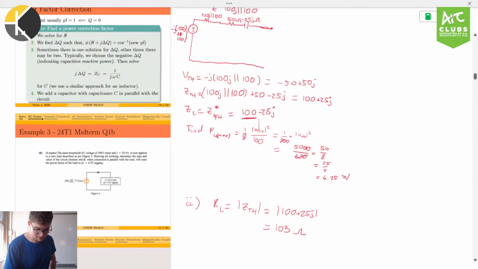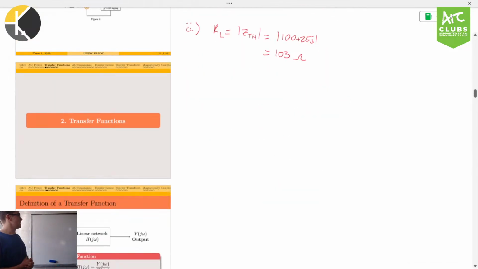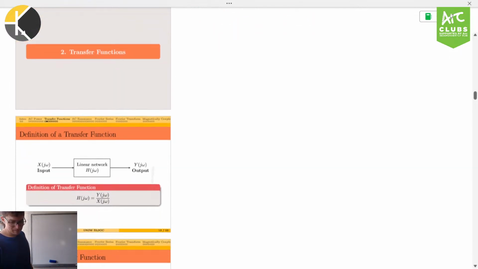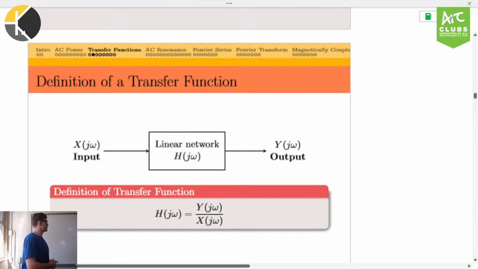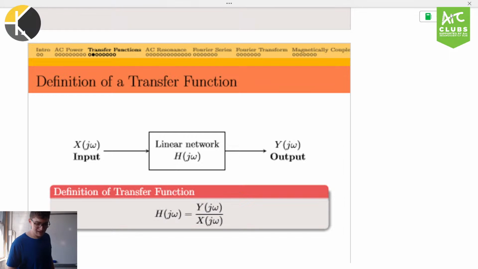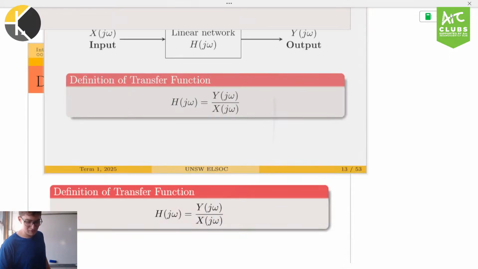Okay. Let's go to the next section, transfer functions. Something entirely new. Let's move on to them. Pretty simple. We have an input and an output out of our transfer function. And when we choose that input and output, we take the division of the output divided by the input, and we define that as our transfer function.